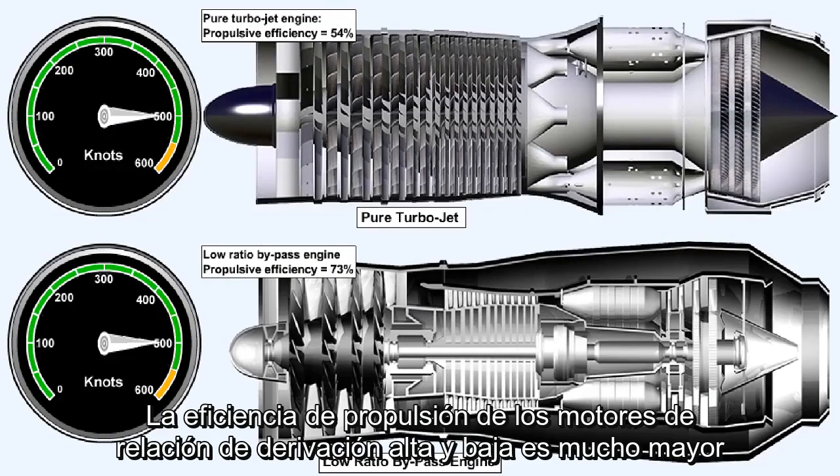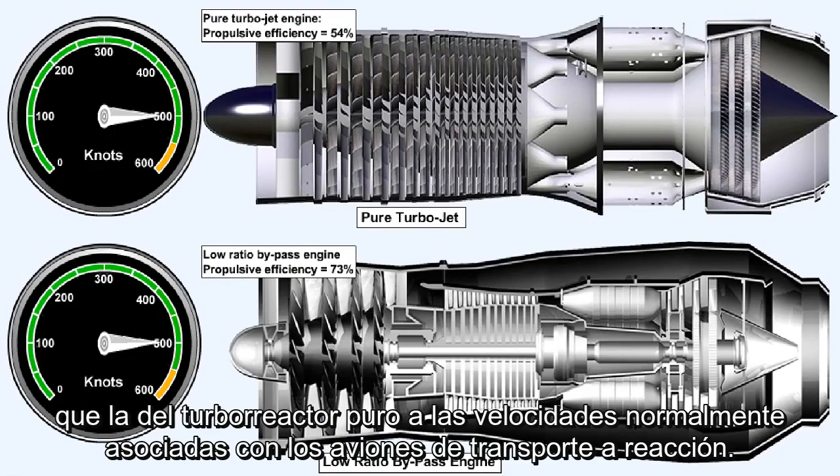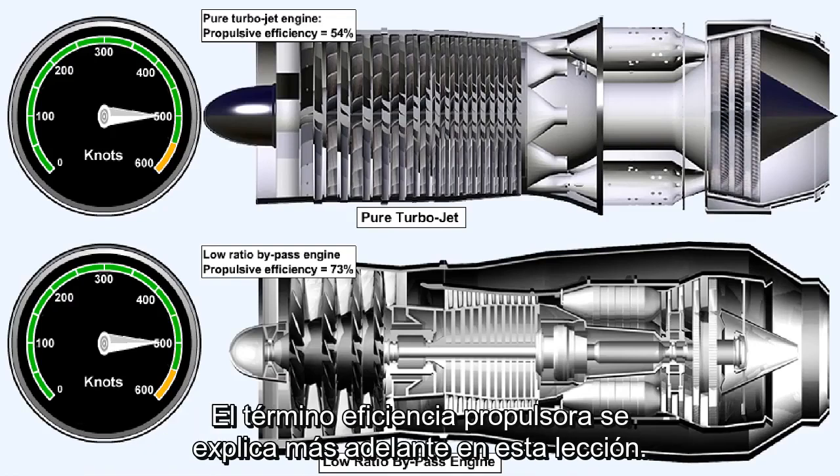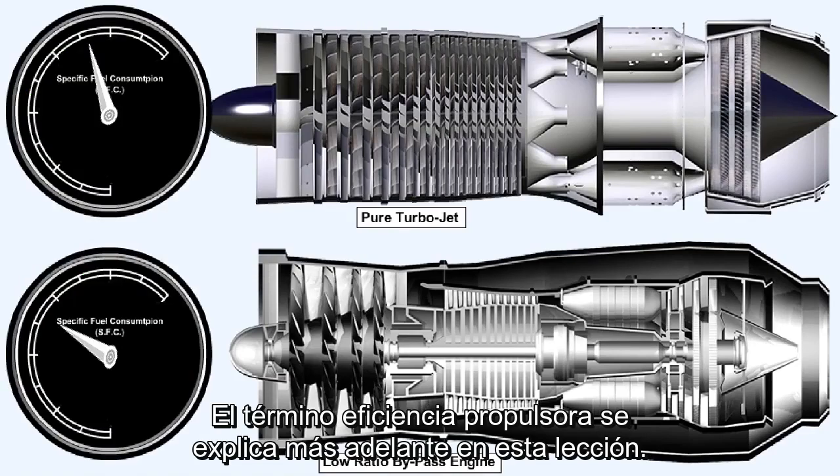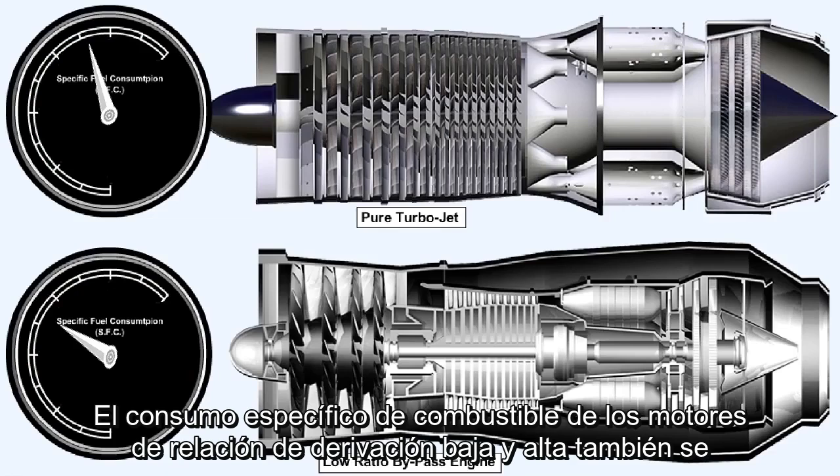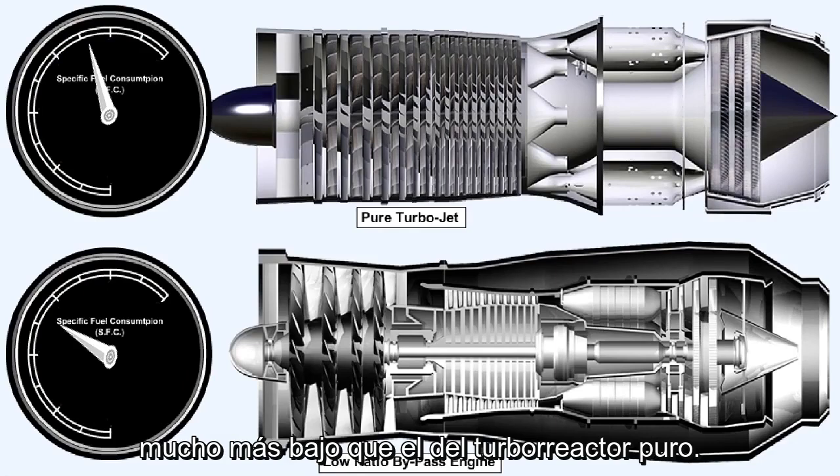The propulsive efficiency of both the low and high bypass ratio engines is much greater than that of the pure turbojet, at the speeds normally associated with jet transport aircraft. The term propulsive efficiency is explained later in this lesson. The specific fuel consumption of both the low and high bypass ratio engines is also much lower than that of the pure turbojet.